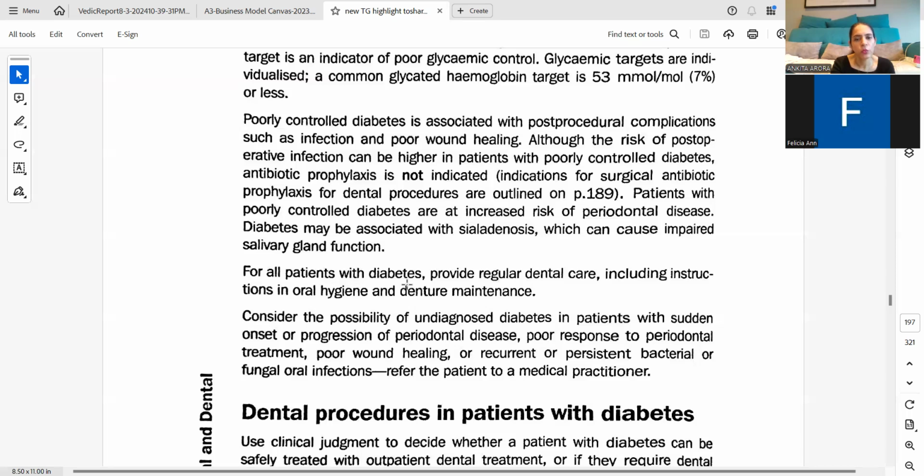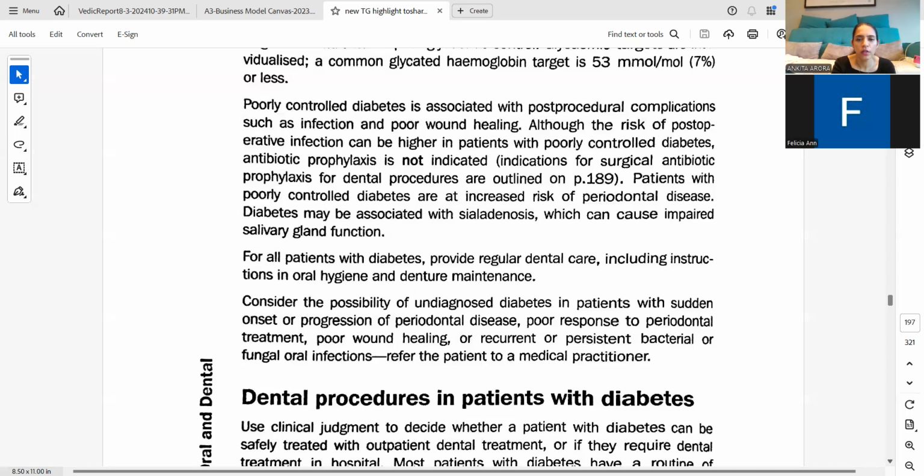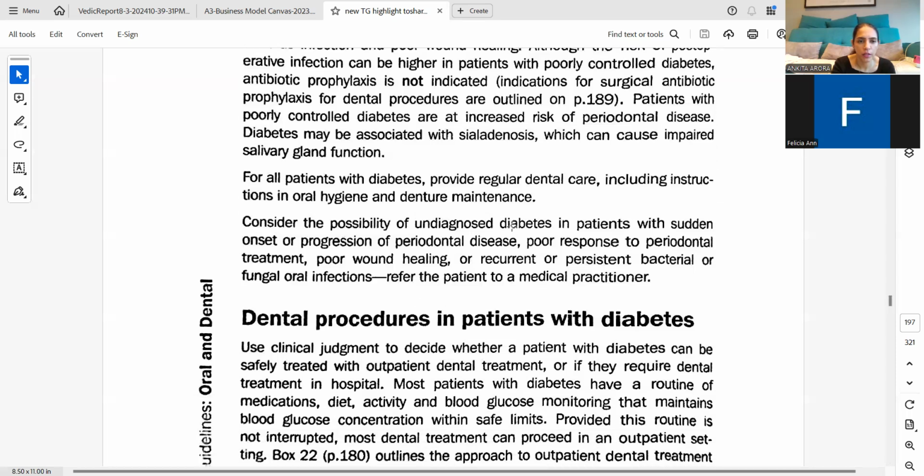For all patients with diabetes, provide regular dental care, including instructions in oral hygiene and denture maintenance. Consider the possibility of undiagnosed diabetes in patients with sudden onset or progression of periodontal disease, poor response to periodontal treatment, poor wound healing, or recurrent or persistent bacterial or fungal oral infections, and refer the patient to a medical practitioner.